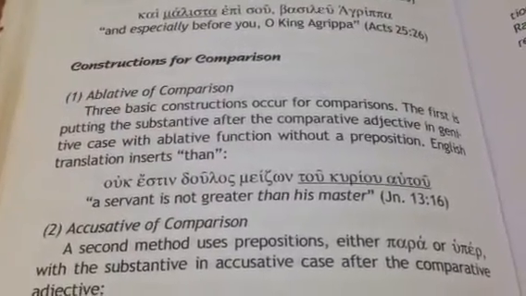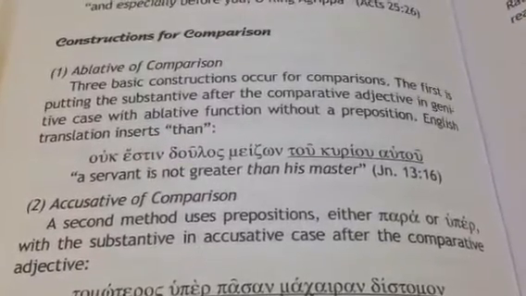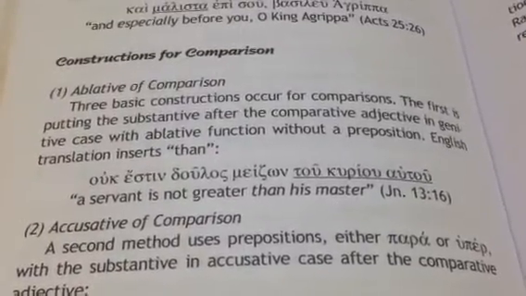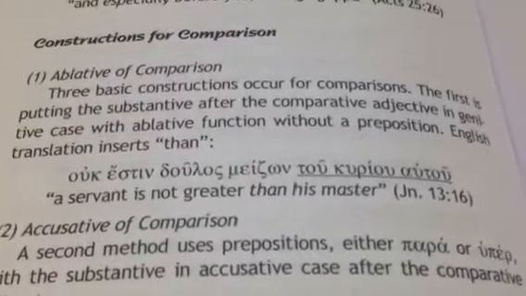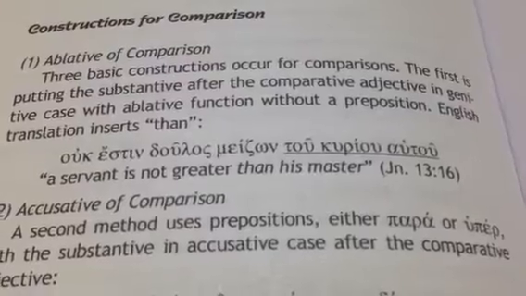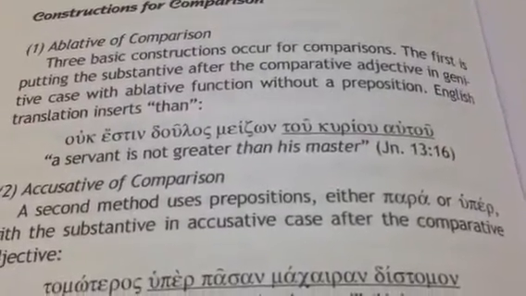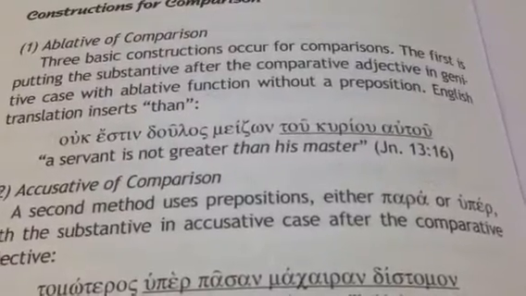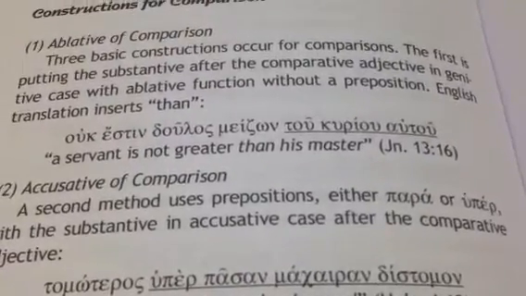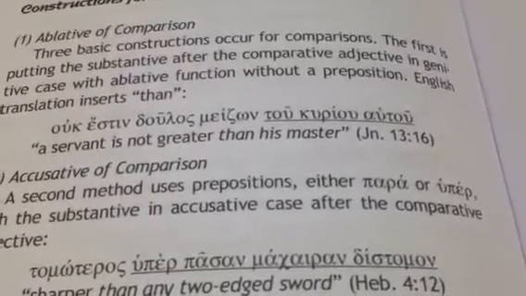So what kind of adverb constructions can we come up with? Well, we have what we call the ablative of comparison. Remember that subgroup of the genitive? So 3 basic constructions. The first is you can put the substantive after the comparative adjective. Notice this is in a genitive case, and then you have the ablative function, right? You can do so without using a preposition, so you'll have to recognize that.